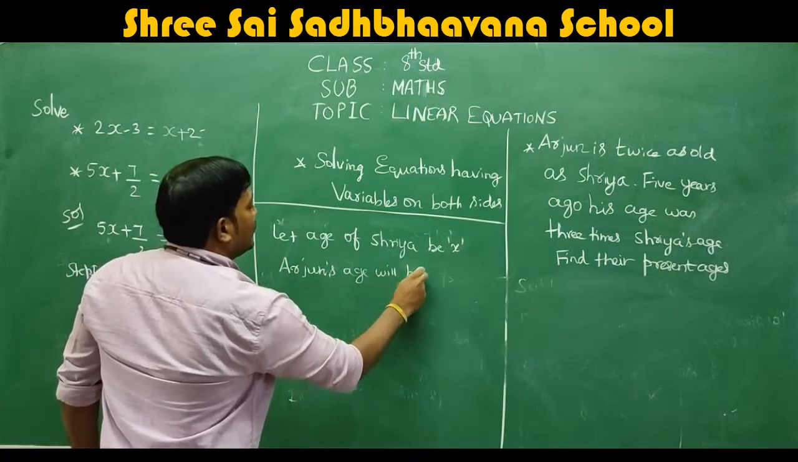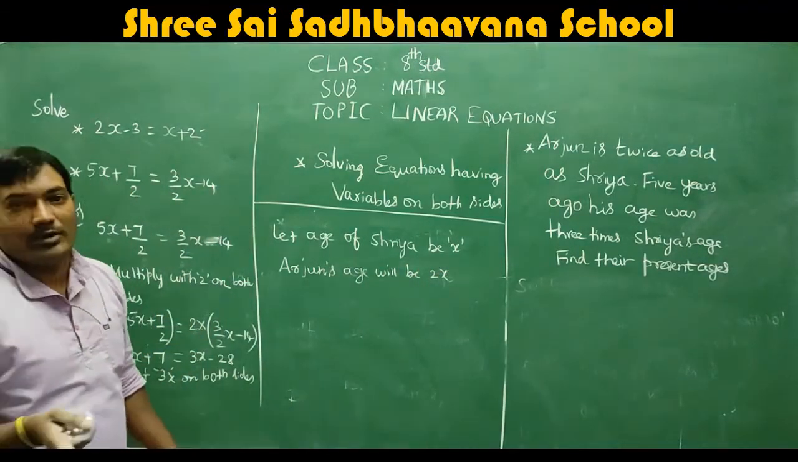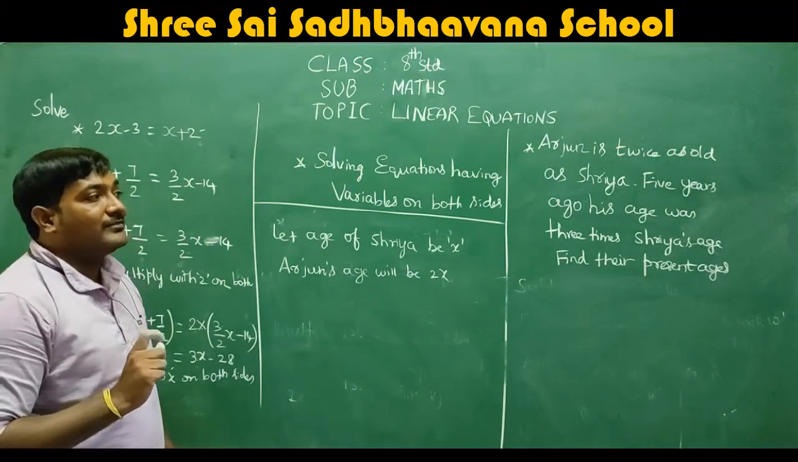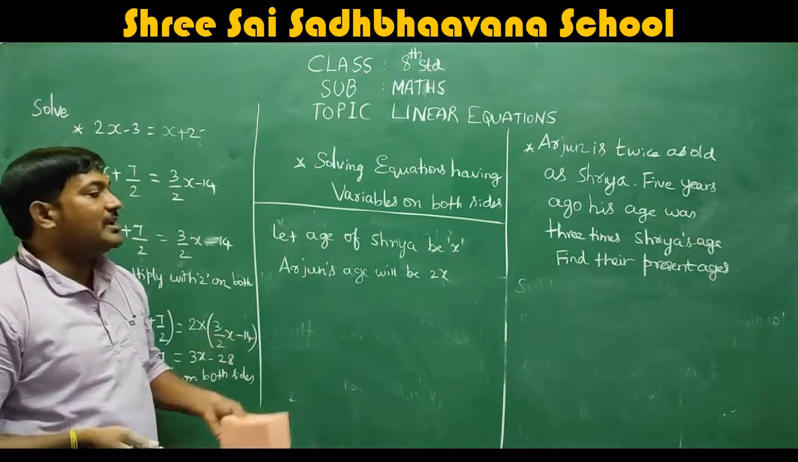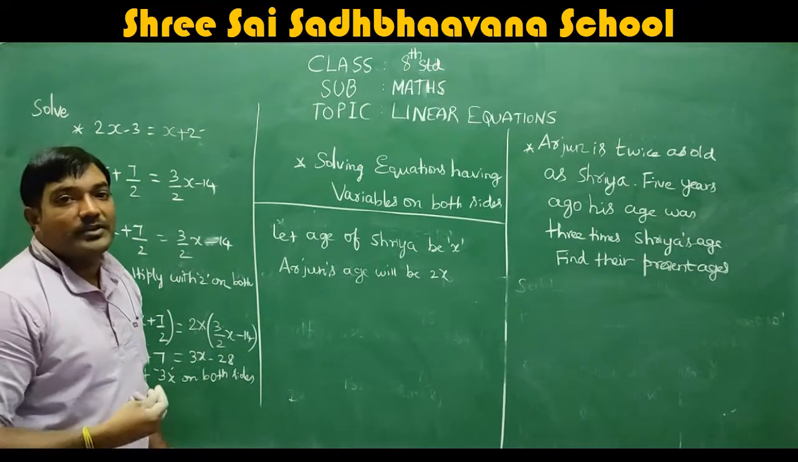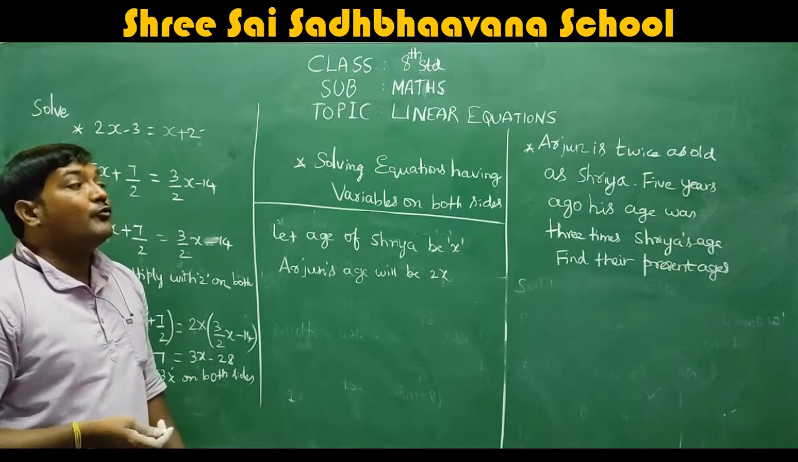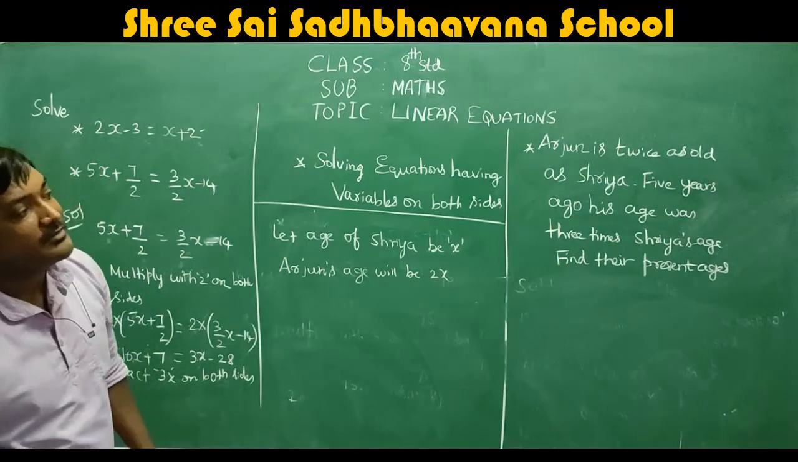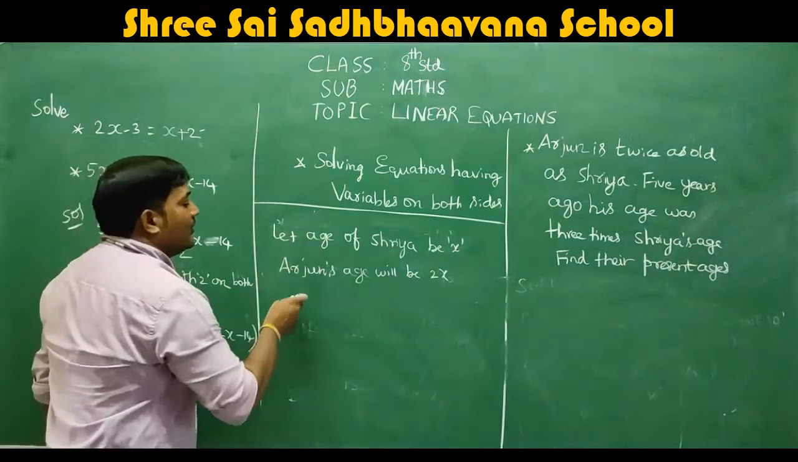Arjun's age will be 2x, because see Arjun is twice in the sense what? 2 times. So Arjun is 2 times, like twice as old as Shriya. It means Shriya's age is x. So Arjun's age will be 2 times of Shriya's age, which is 2x. And one more condition they given. 5 years ago, his age was 3 times Shriya's age. Okay. What is Shriya's age 5 years ago?